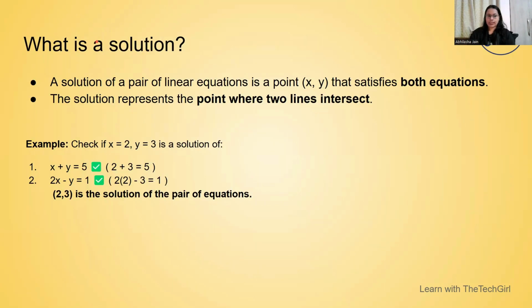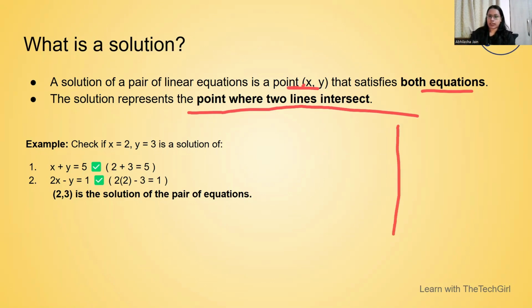That's clear. Now that we know what linear equations in two variables are, let's talk about solutions. A solution of a pair of linear equations is a point (x, y) that satisfies both the equations. So the solution represents the point where two lines intersect. What do you mean by that?